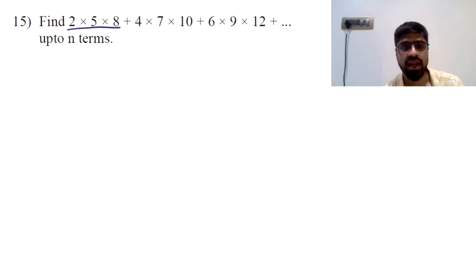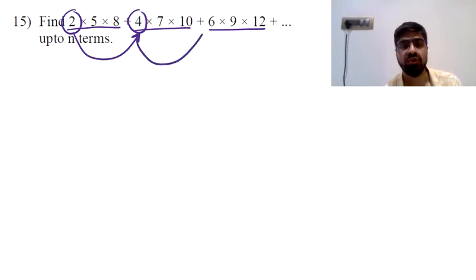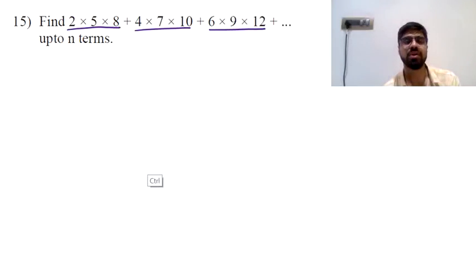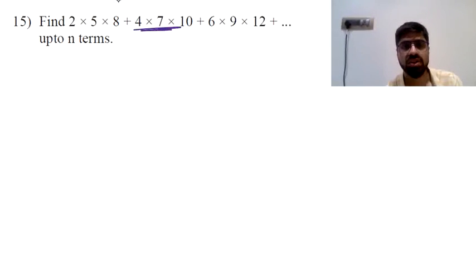Now the 15th one, if you see, every term is a combination of a total of 3 terms, where the first element of every term is 2, then for the second one it is 4, then for the third one it is 6. So we can say that the first element is basically the nth even number. For the first term it is the first even number, for the second term the second even number, for the third term the third even number. So for the general rth term, the first element will be the rth even number. So we can write it as 2r.